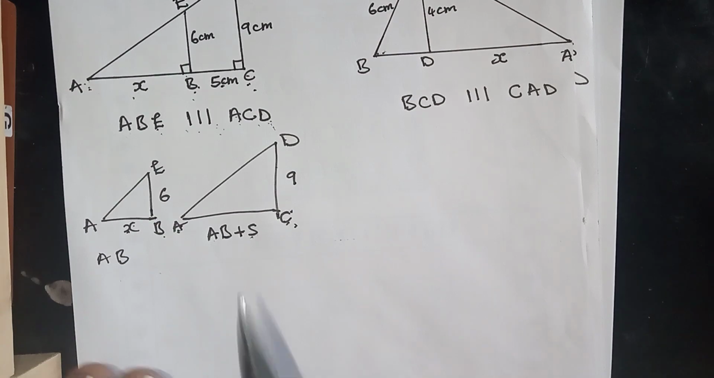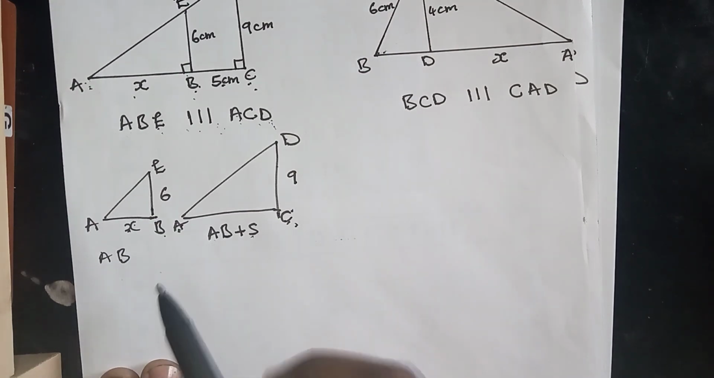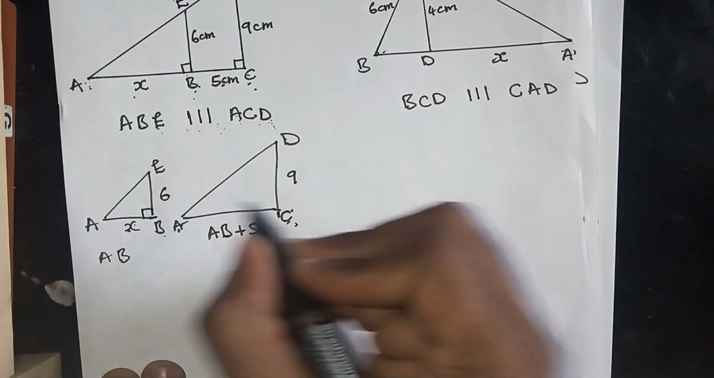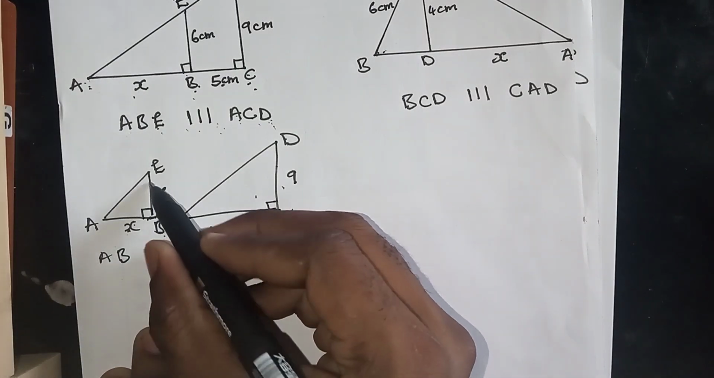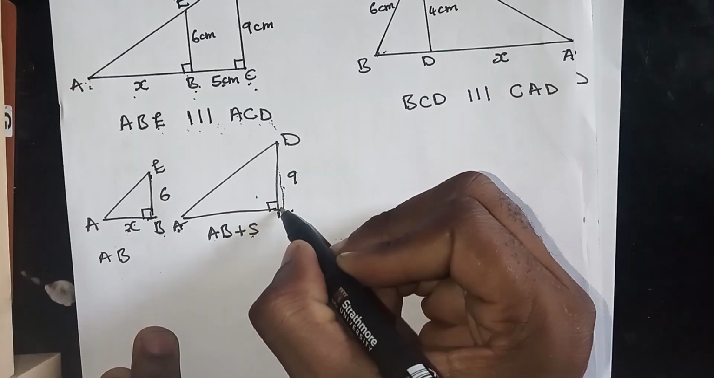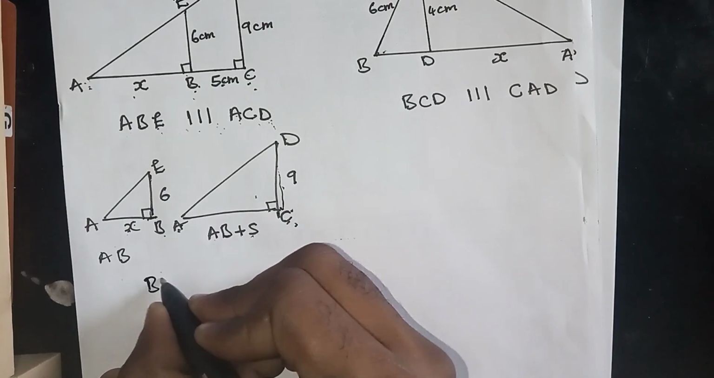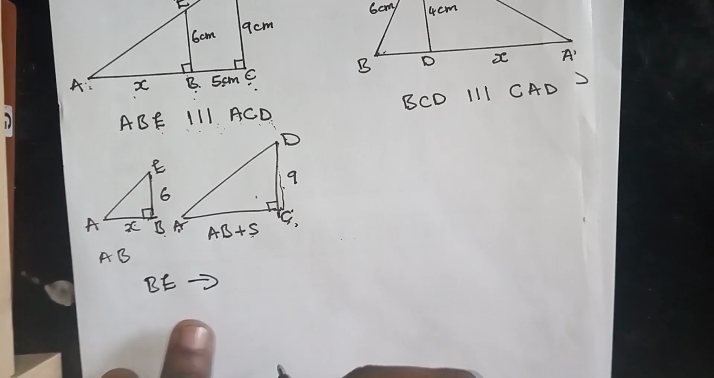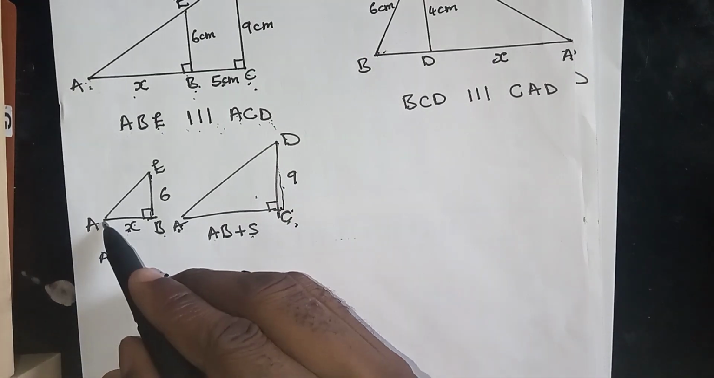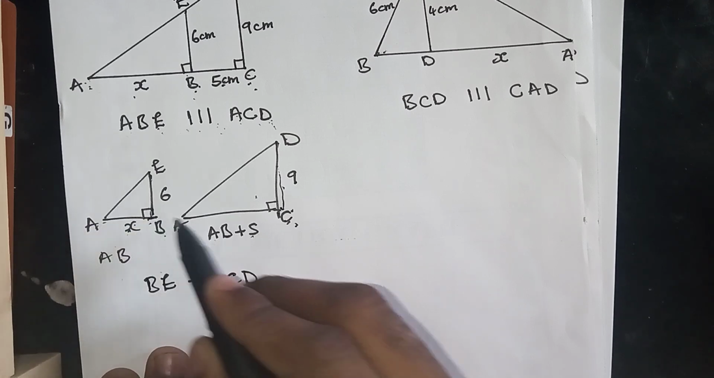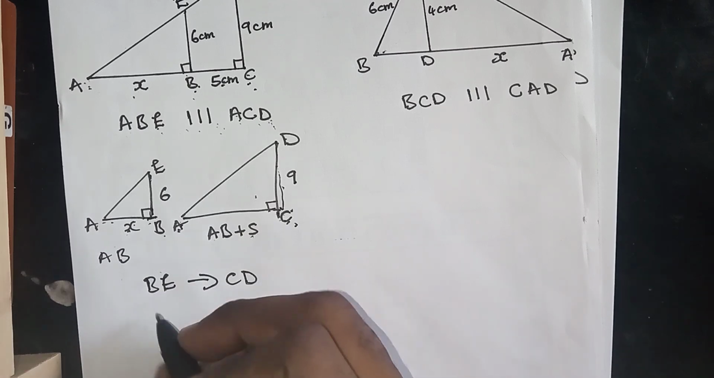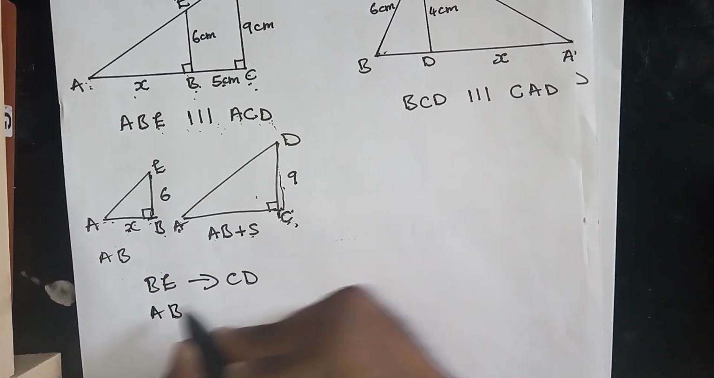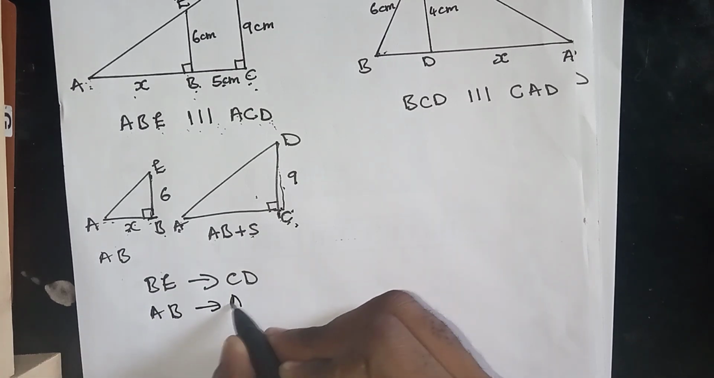So now, the next thing you want to do is relate the sides which are in proportion. So these are right angles, by the way. So as you can see, this side is the smaller version of this. So you can say BE is proportional to CD. And then next, this side here, which is AB, looks exactly like this. Like this is the smaller version of this. So you can say AB is proportional to AC.